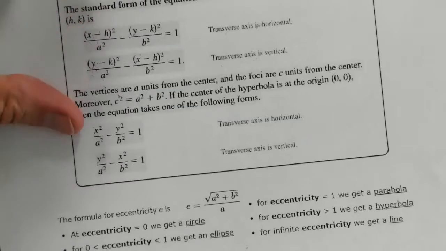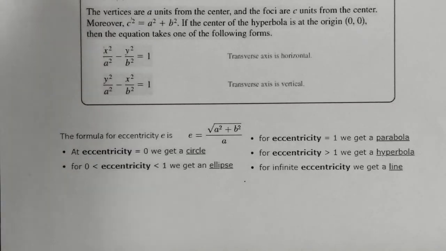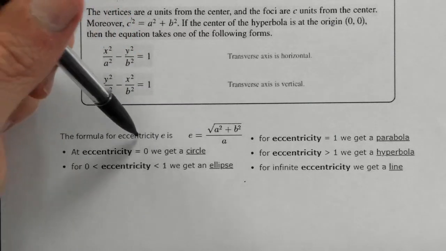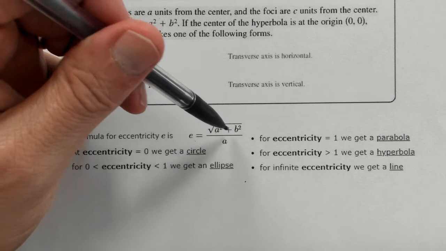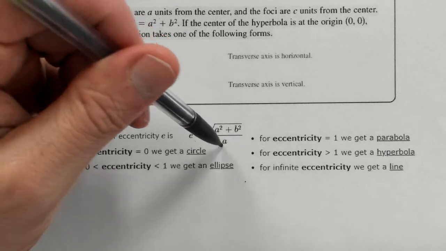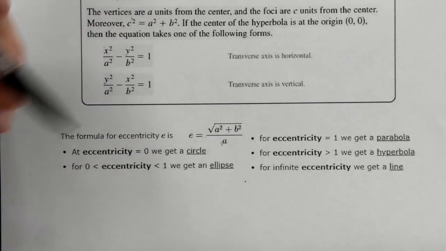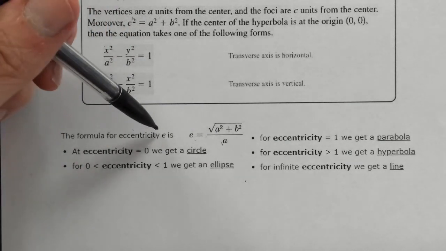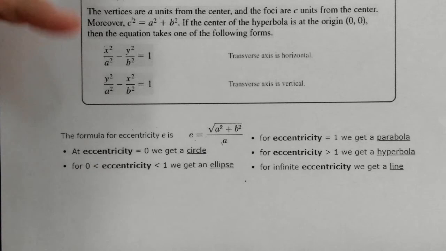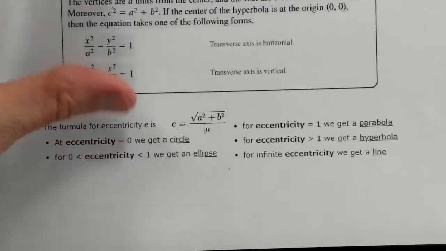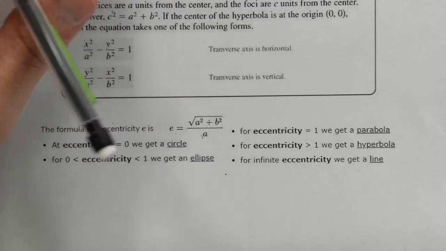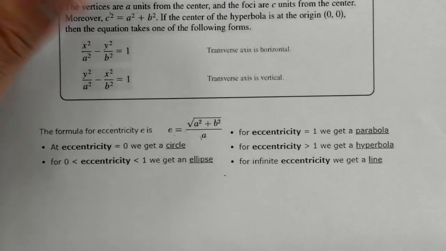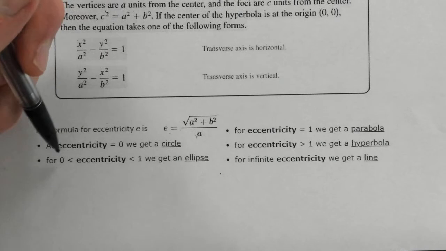Okay. Also, we have a portion down here that's talking about the eccentricity. So the eccentricity of a hyperbola is equal to the square root of A squared plus B squared over A. All right. So this is calculated a little bit different than the eccentricity was calculated for the ellipse when we had that.